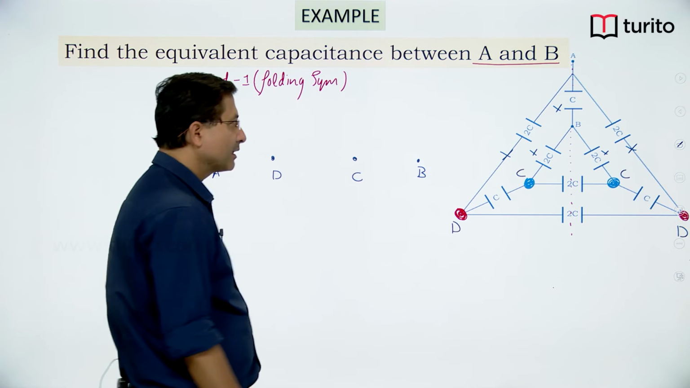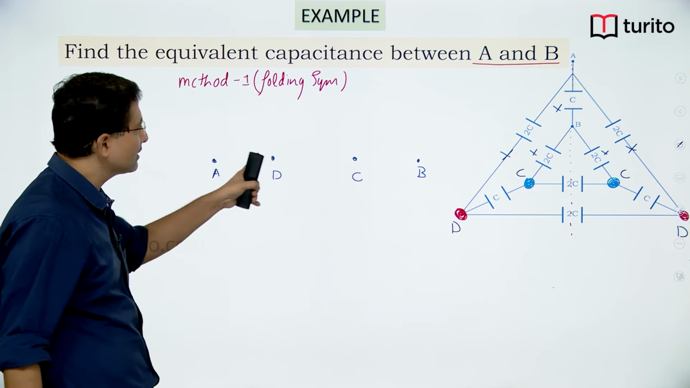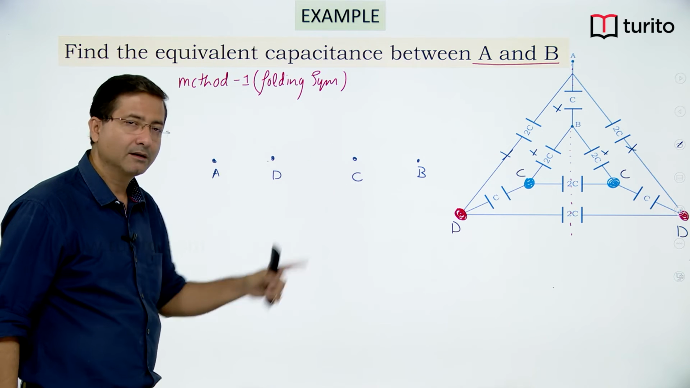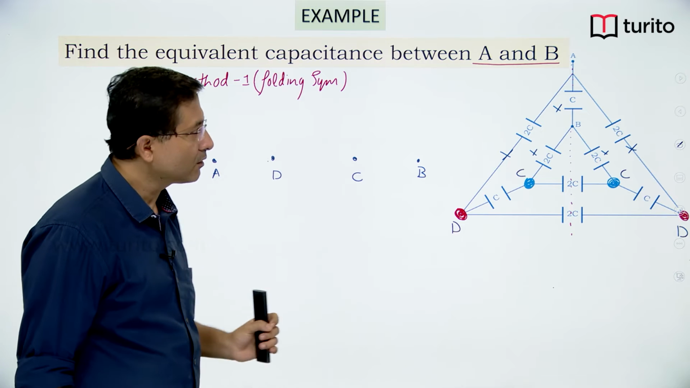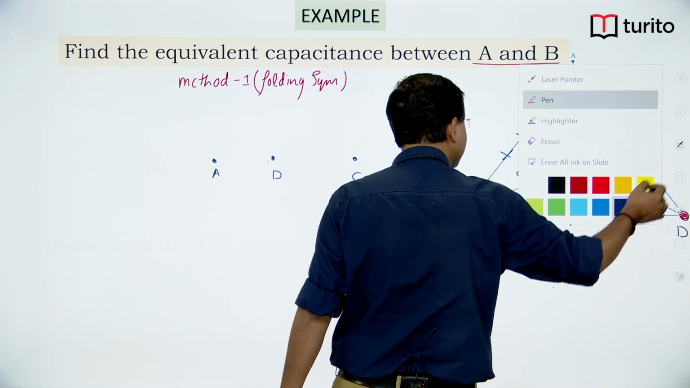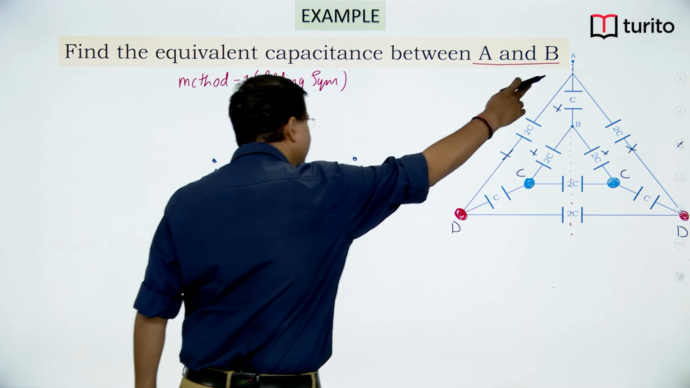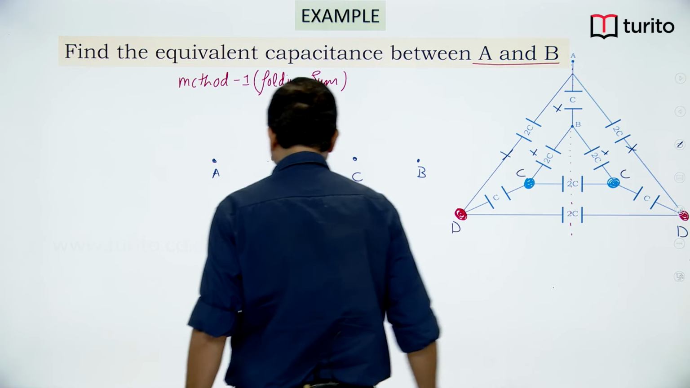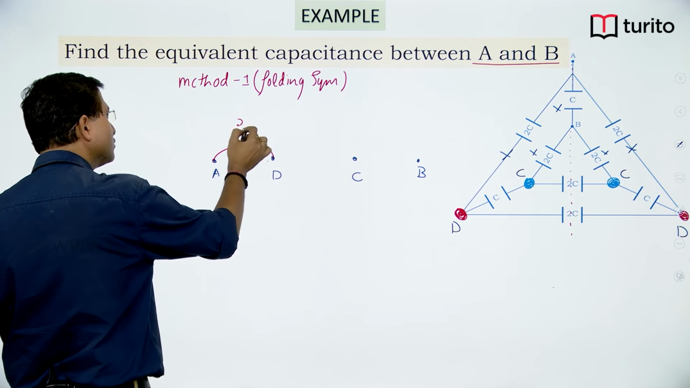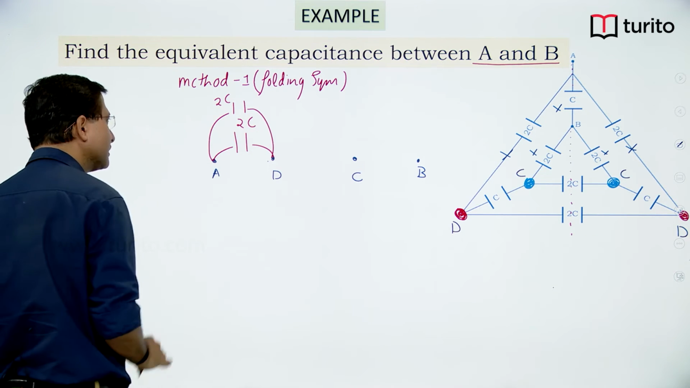Because A is directly connected to D by a single capacitor. So there will be a single capacitor over here, that is why I have taken D near to A and I have taken C near to B. Now it is time to connect the capacitors. Between AD, I can see one capacitor over here and another capacitor over here. So 2 capacitors, right. So 2C and then one more 2C, right. This is over.